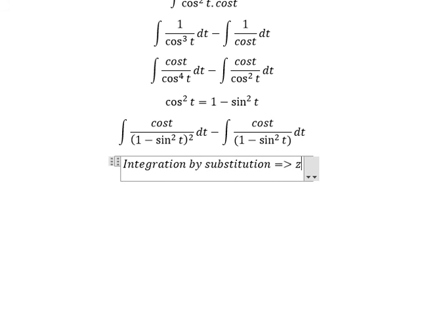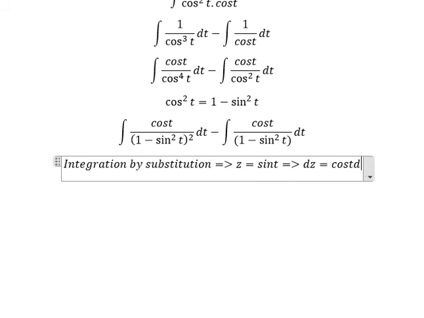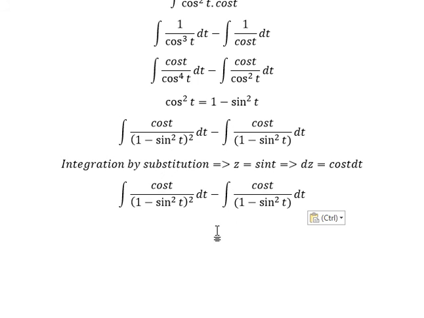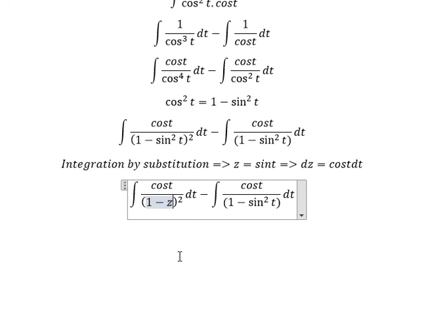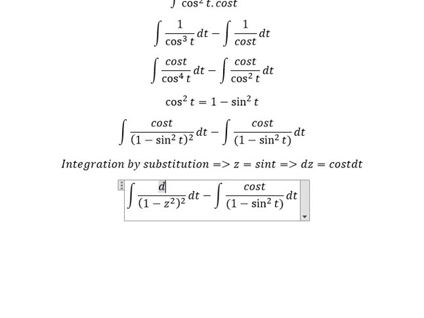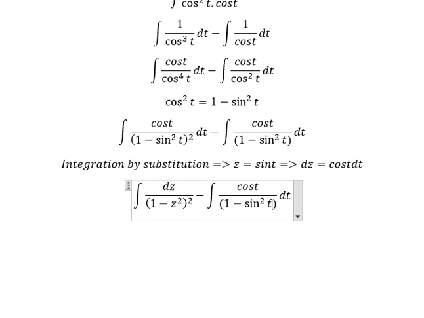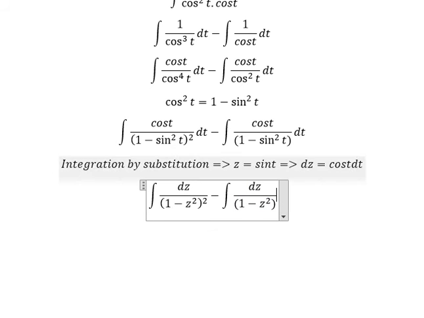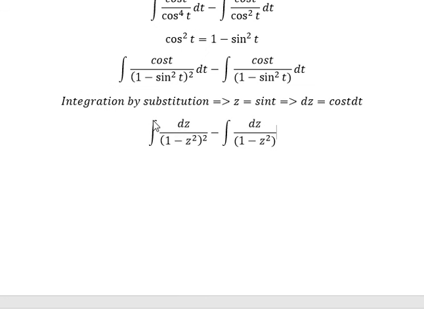That's z equal to sin t, dz equal to cosine t dt. This one we change to 1 minus z to the power of 2. Cosine t dt we change for dz. This one changes to z to the power of 2. Let's see about dz. So we consider this one first.